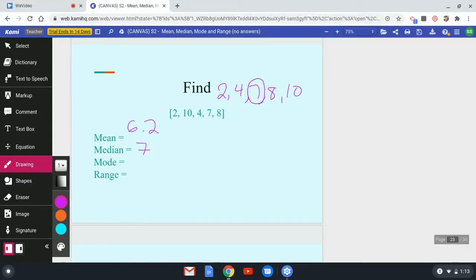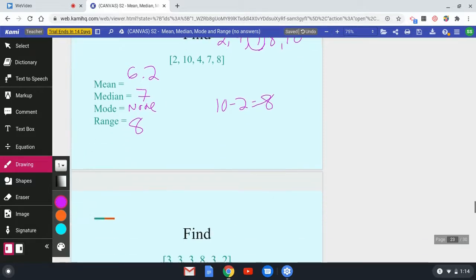The mode is the one that appears the most. They all only show up one time. So do we have a mode? We have no mode. So I'm just going to put none. The range is the difference between, 10 minus 2 equals 8.